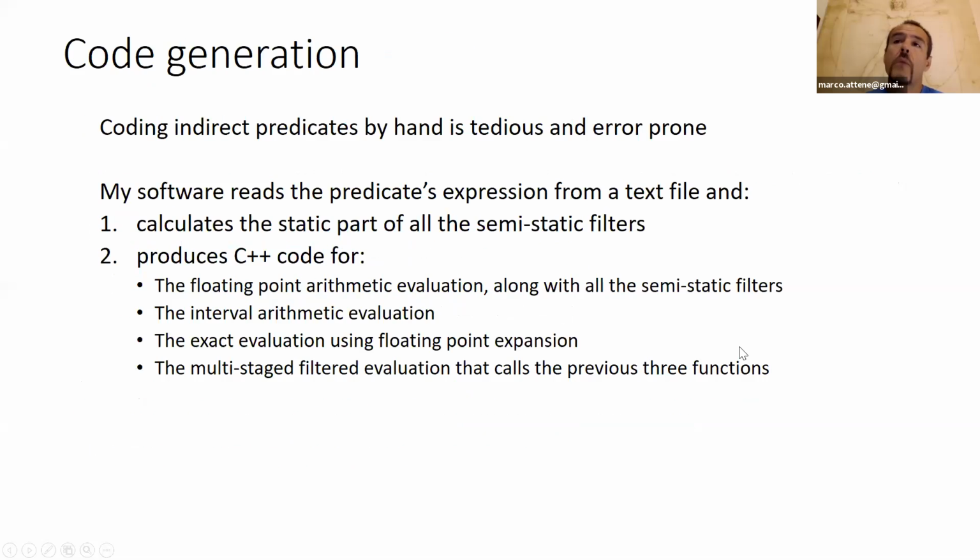Well, since coding predicates is tedious and error prone, I have also implemented a tool to produce the C++ code starting from the implicit points and predicates expressions. These are simple text files, including the equations. And starting from these files, my tool produces, for each predicate, the floating point arithmetic evaluation along with all the semi-static filters, the interval arithmetic evaluation, the exact evaluation, which uses floating point expansions, and a multi-stage filtered evaluation that calls the previous three functions one after the other.